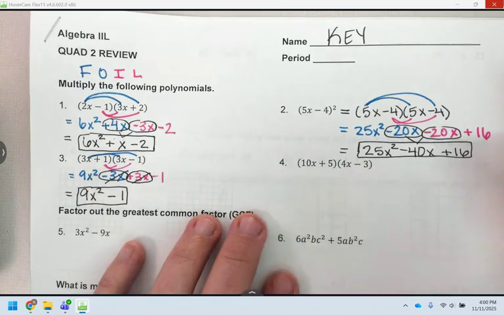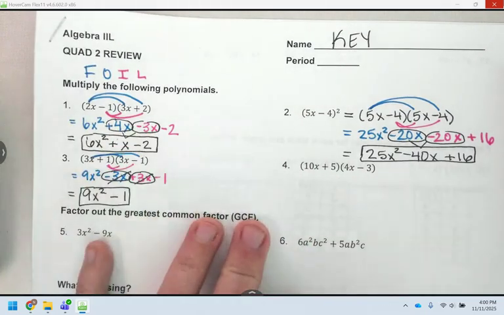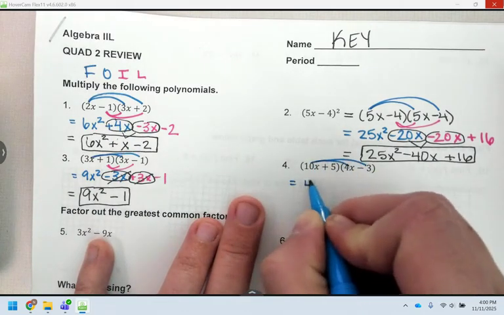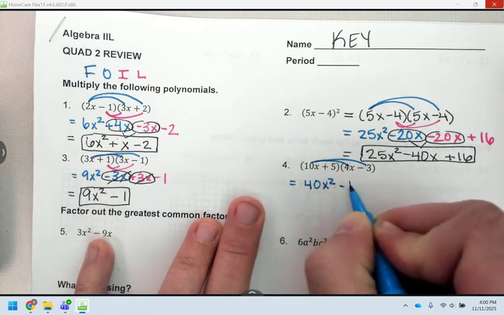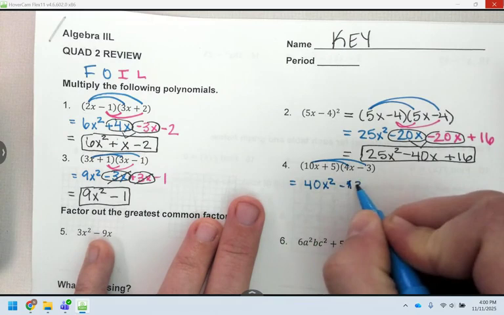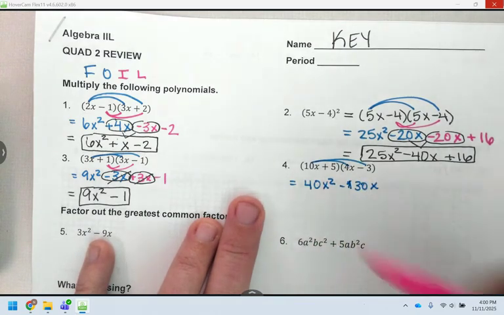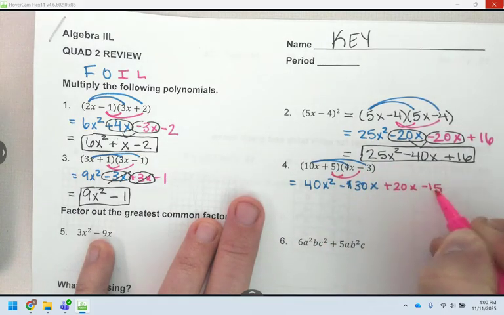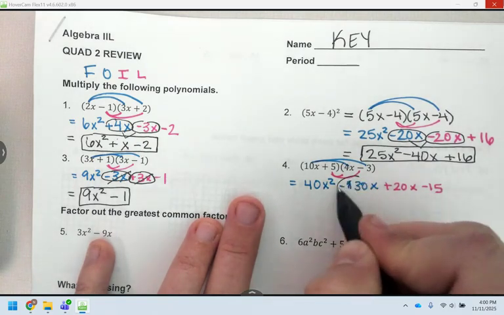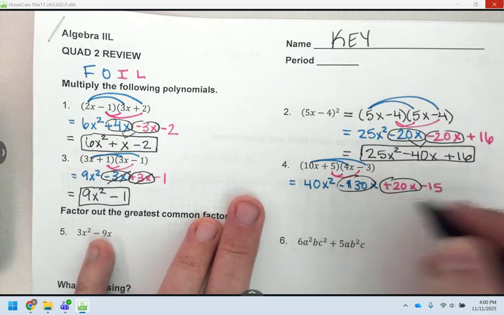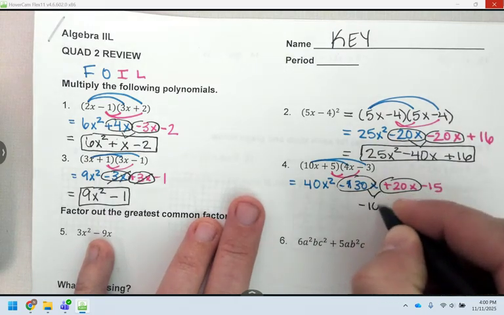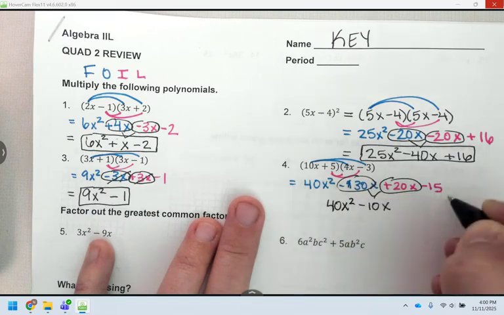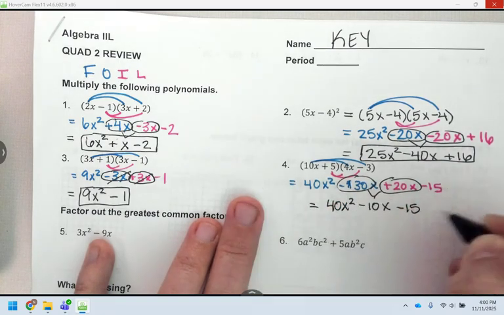All right, number 4 looks very similar to number 1. First and outer, minus, that's a 30x. And then inner and last. Combine like terms. Negative 30 plus 20 is a negative 10x. We still have the 40x squared out in front and a negative 15 at the end.